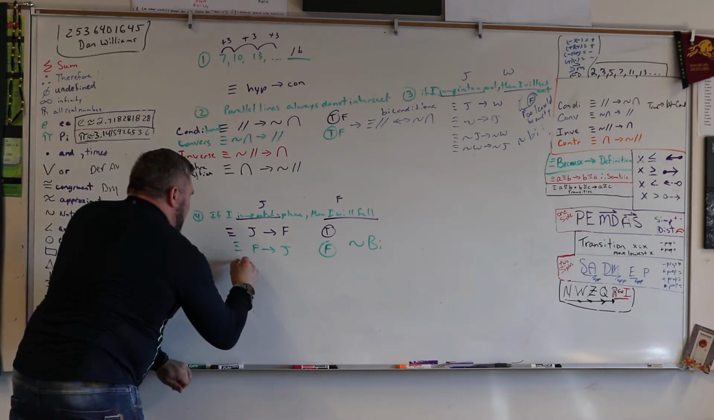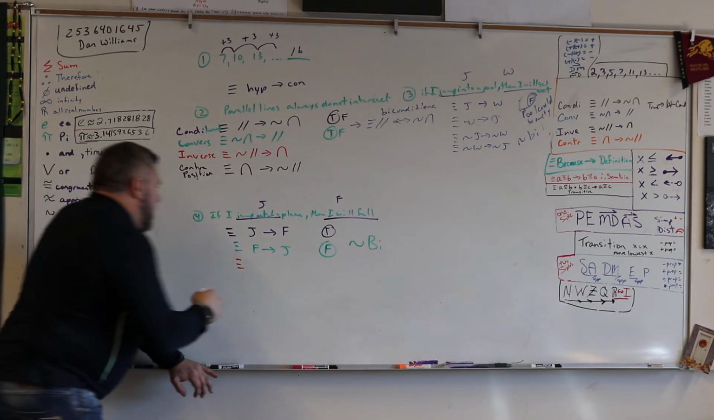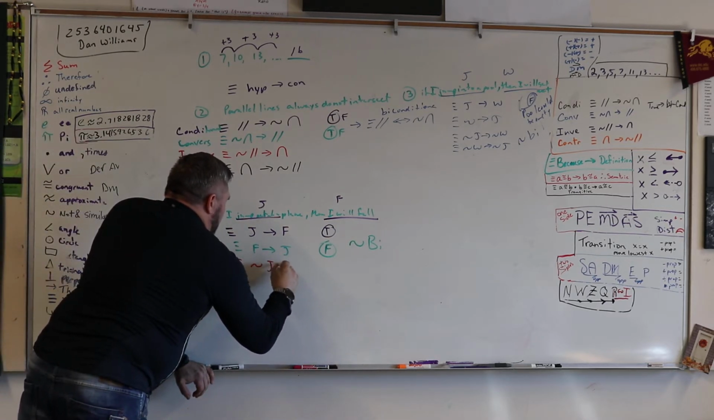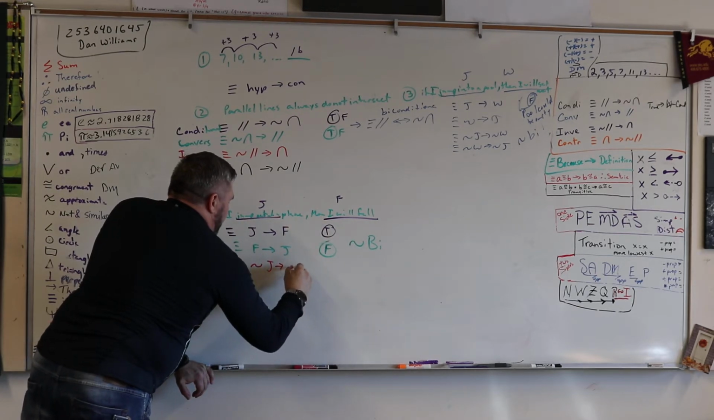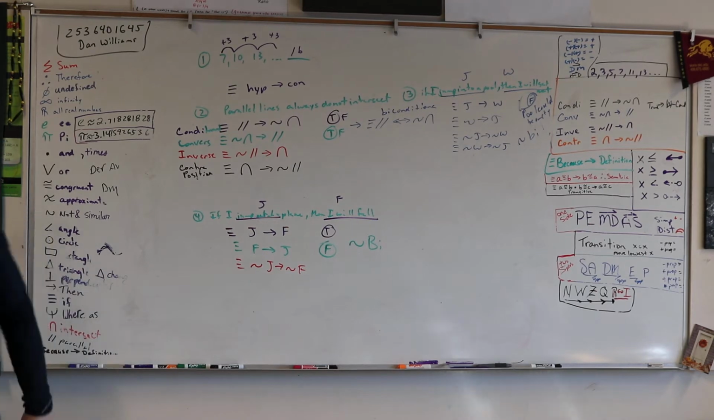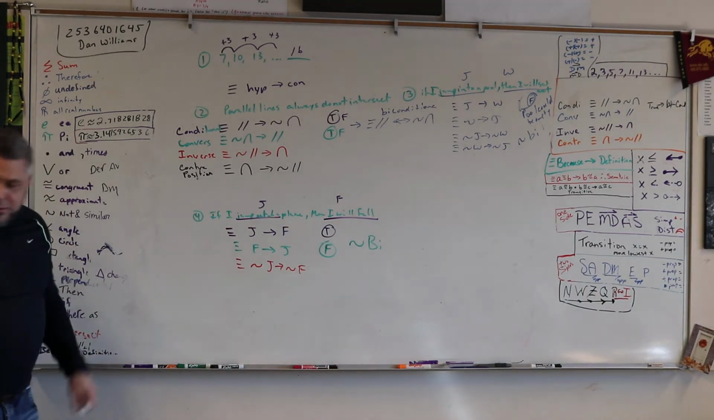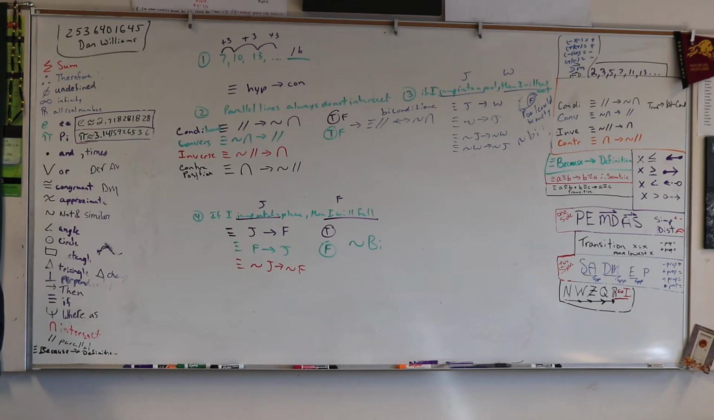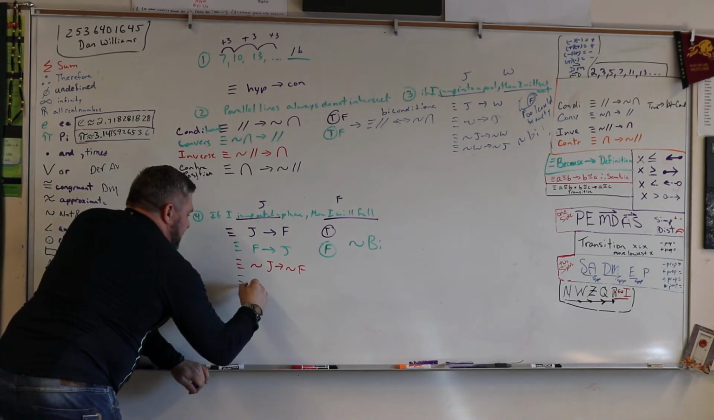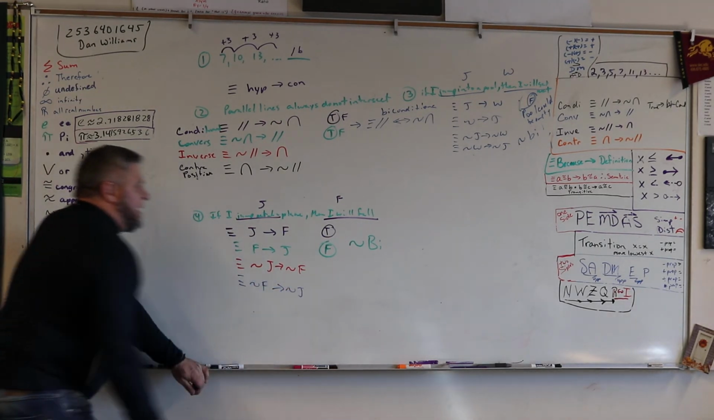All right, bringing in the last one, coming up the rear: not J, not F. If I don't jump out of a plane, then I don't fall. And then how do I rewrite that? Can you give me that pen? Blue. Okay, and then I have to rewrite this backwards: if not F, then not J.